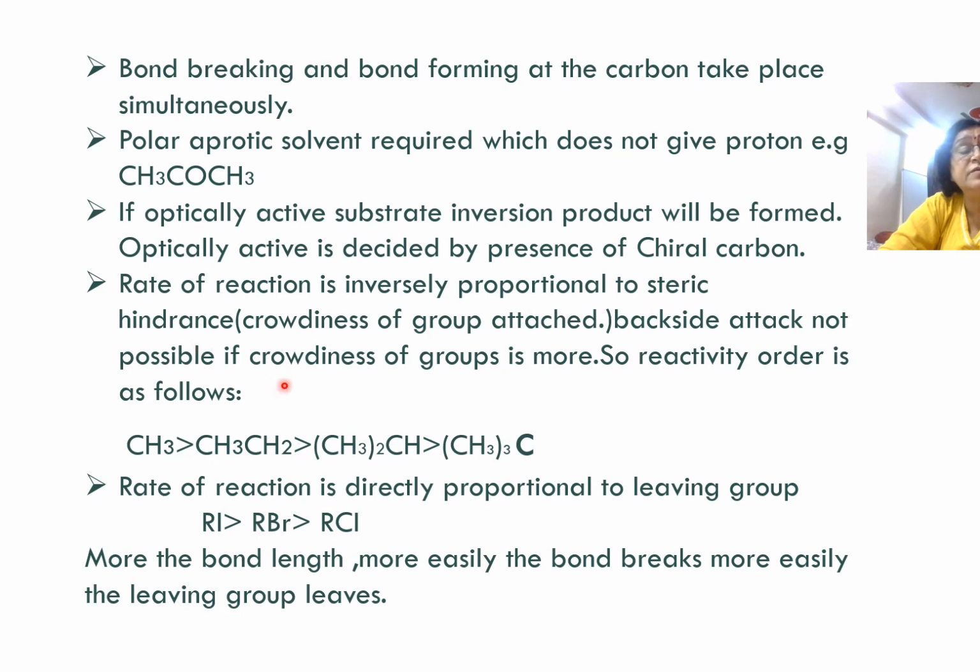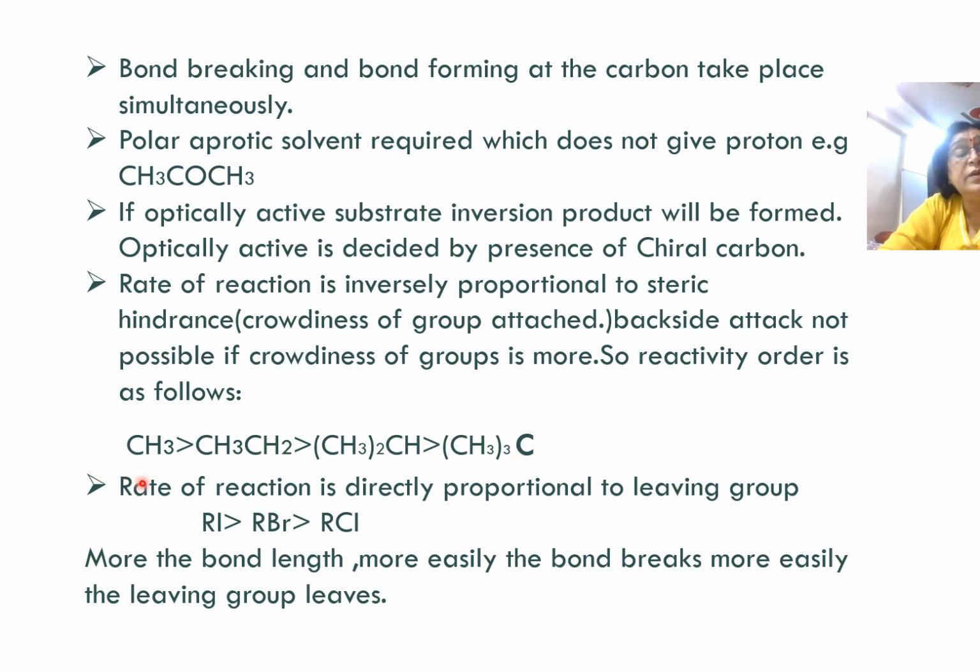What do we mean by steric hindrance? The cloudiness of the groups attached. So backside attack is not possible if the cloudiness is more. When will the backside attack be favorable? The backside attack will be most favorable if the groups attached are less clouded. So if H is attached, then it will be more suitable. So the reactivity order will be what? Methyl, then ethyl, then dimethyl, that is isopropyl, then tertiary butyl. So the most reactive will be which one? Methyl bromide, then ethyl bromide, then isopropyl bromide, then tertiary butyl bromide.